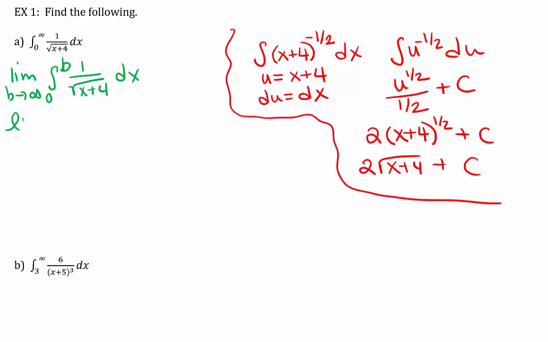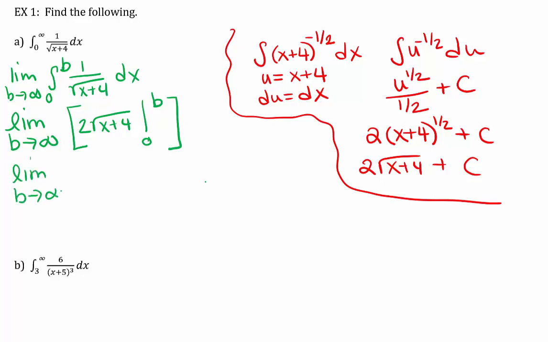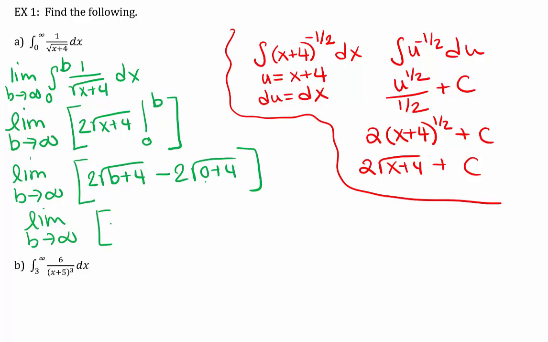So that means when I evaluate this limit, I'm going to be finding the limit as b goes to infinity of this antiderivative evaluated at b, evaluated at 0, and subtracted. So that would be the limit as b goes to infinity of 2 square roots of b plus 4 minus 2 square roots of 0 plus 4. So the limit as b goes to infinity of 2 square root of b plus 4 minus, that's going to be 2 times 2, or 4.